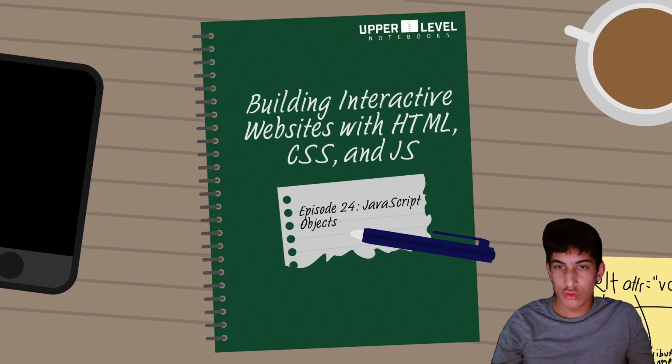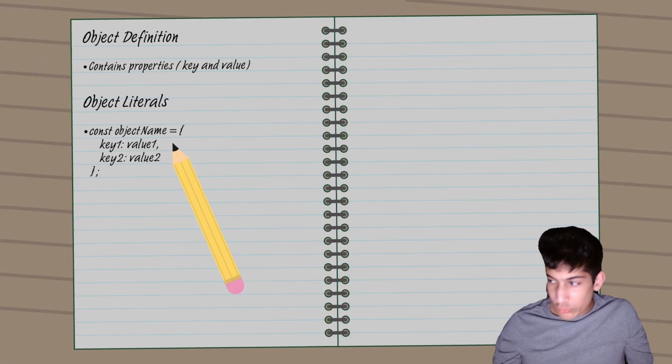Welcome to episode 24 of the Building Interactive website series, where we'll learn about JavaScript objects. Firstly, let's go over what an object is.